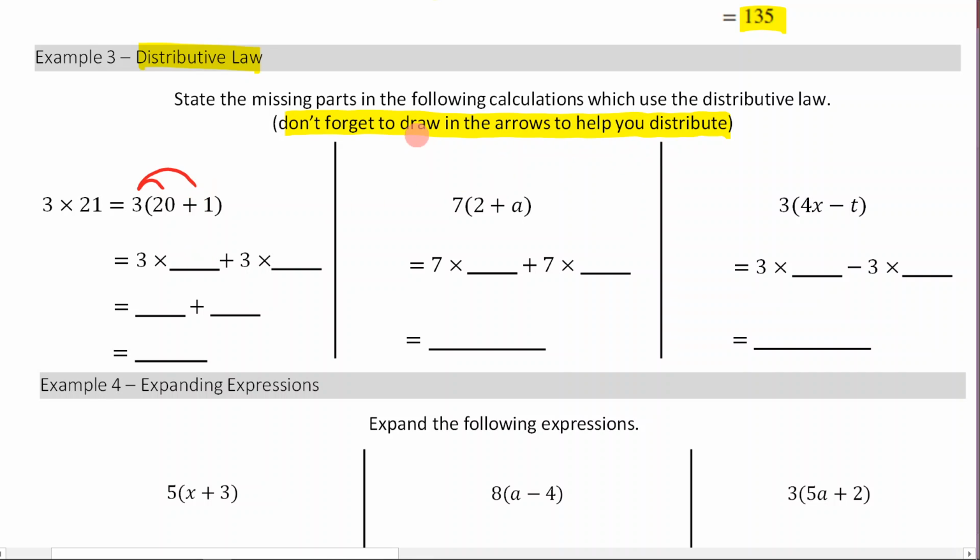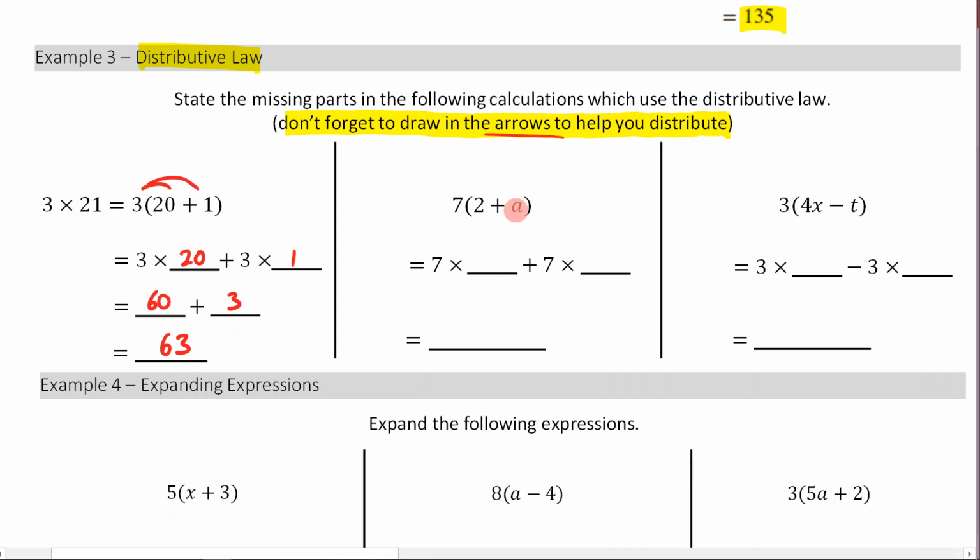And that's what I mean when I say draw in the arrows. I want you to draw in these. So whenever you see something that requires you to expand brackets, it's really helpful if you do that. Because this is telling you we're going 3 times 20 plus 3 times 1. 3 times 20 is 60, and 3 times 1 is 3, which means 60 plus 3 is 63. That is how it works.